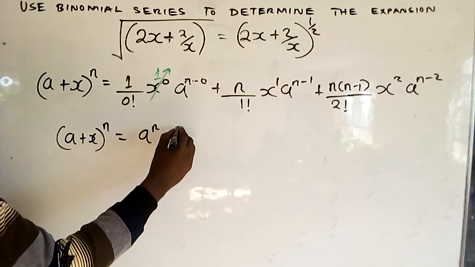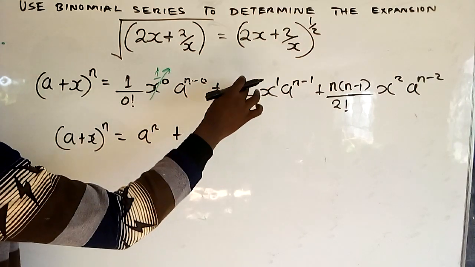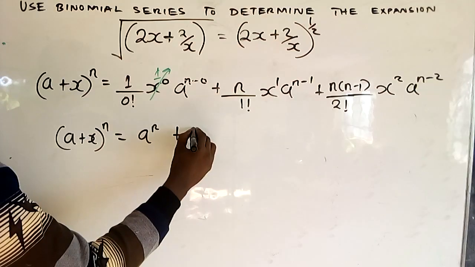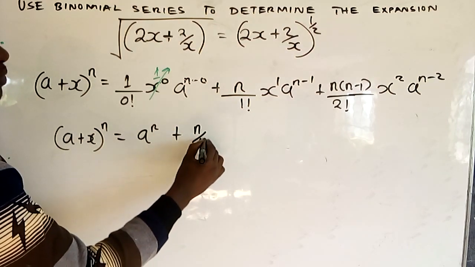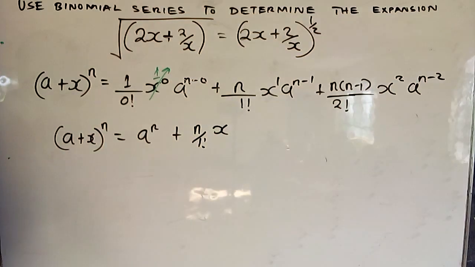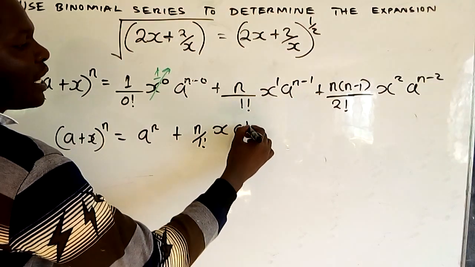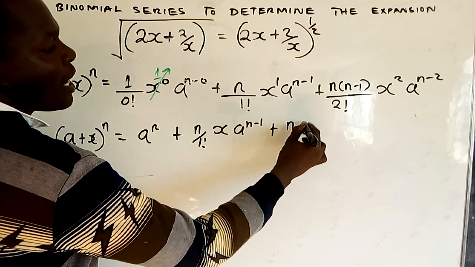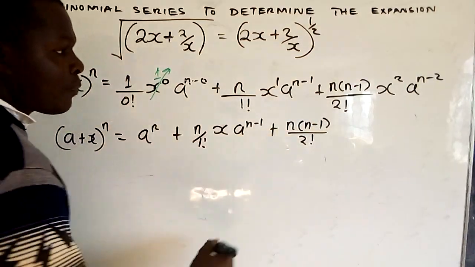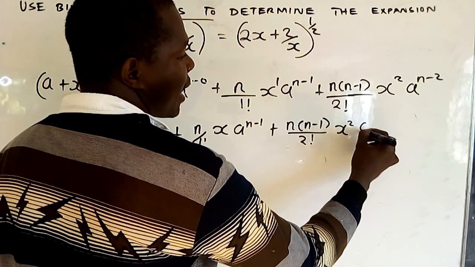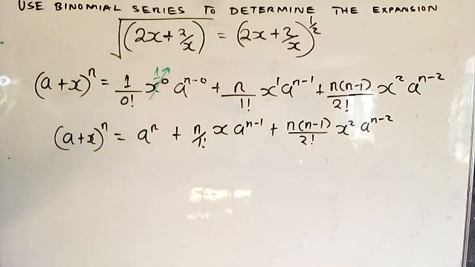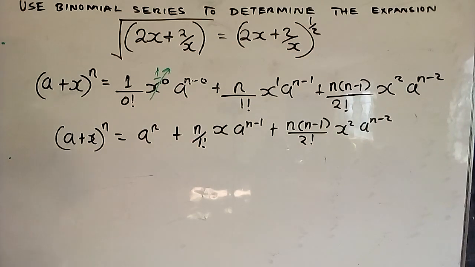Then it is plus. Here we have n over 1 factorial. Then x raised to power 1 is just x, isn't it? Then we have a raised to power n minus 1, then plus n into n minus 1 over 2 factorial. Then x squared, a raised to power n minus 2. So bring your series and compare, isn't it?